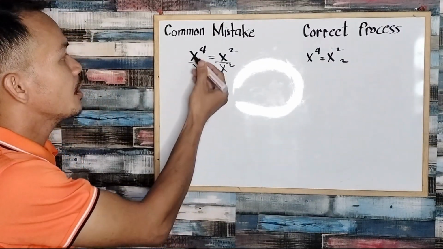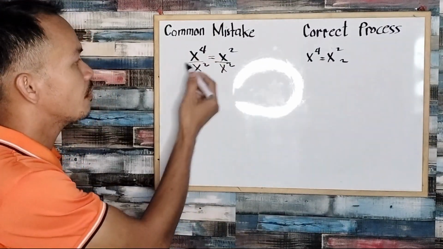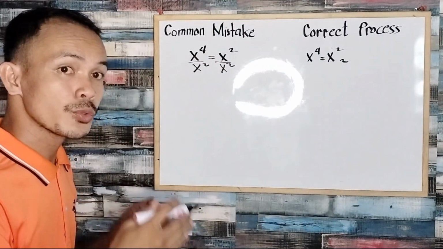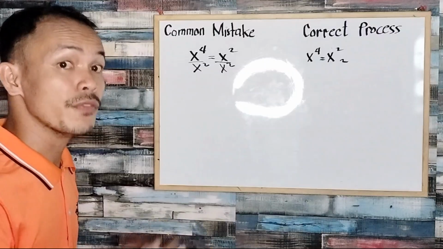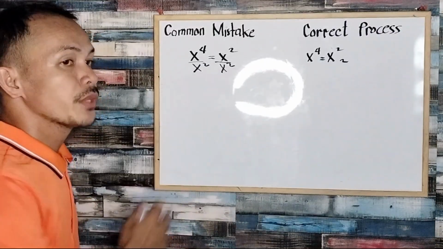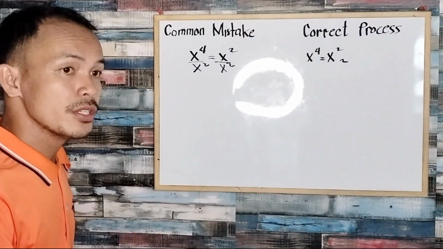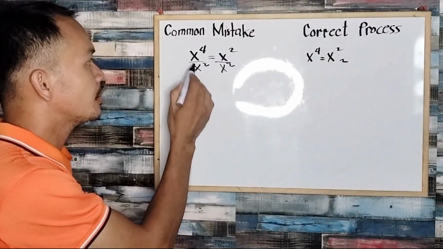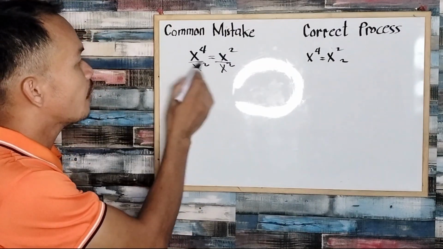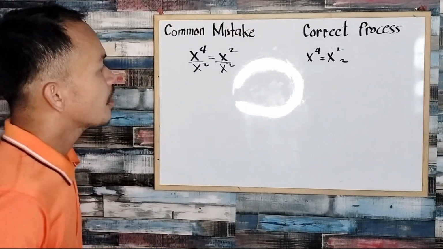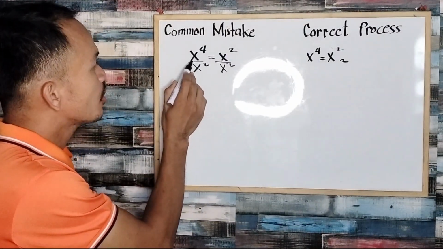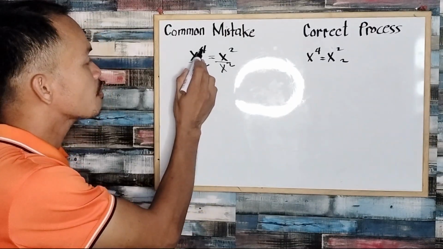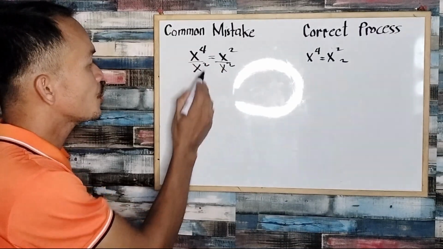And then x to the power of 4 divided by x squared, we're gonna apply the quotient rule in the law of exponents, in which if we divide terms with the same base, we're gonna subtract the exponents. We have here x to the power of 4 divided by x squared. They have the same base, which is x and x, right? So we're gonna subtract the exponents. 4 minus 2, that is 2.